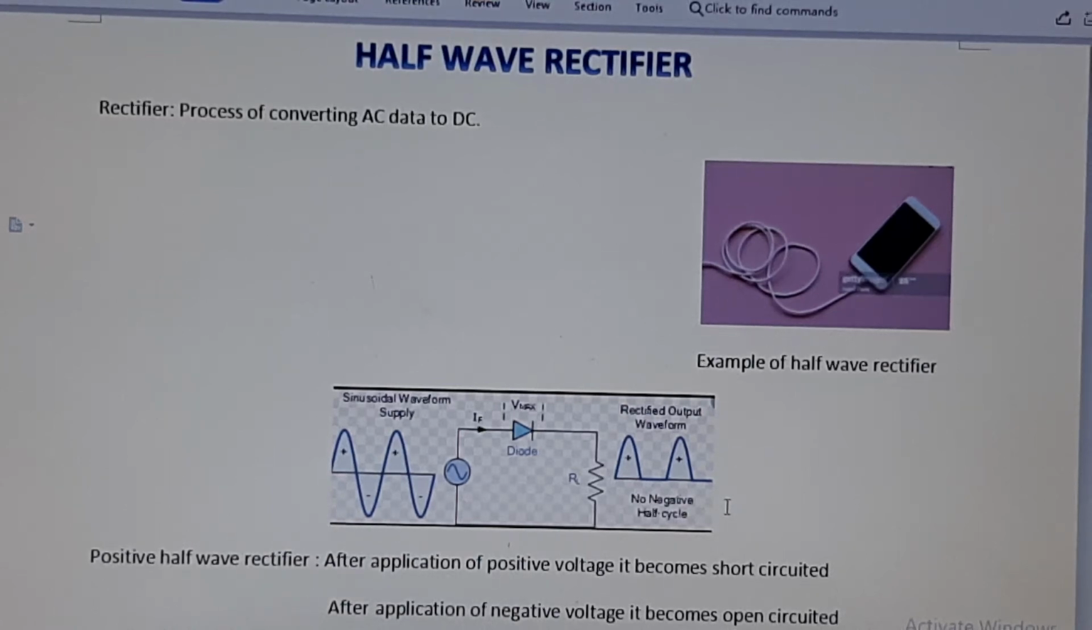Hello everyone, in the previous video I talked about the application of Zener diode as a regulator. Now in this video I am going to talk about the half-wave rectifier, one of the most important applications of diode.